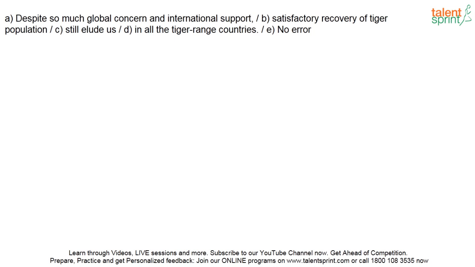Despite so much global concern and international support, satisfactory recovery of tiger population still elude us in all the tiger range countries. Yeah, so after you look at the context, it feels very simple. But in the exam, I'm sure you might overlook that part and say no error. Most of you came back and said no error for the first question, right? The second one, so Joshua is saying part A. A lot of you are coming back and saying part A, part A, part A.